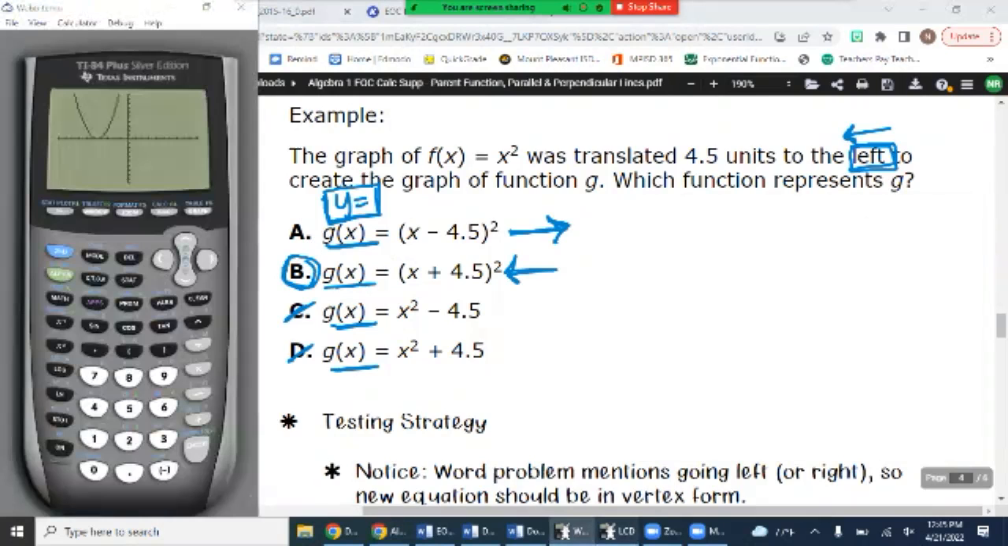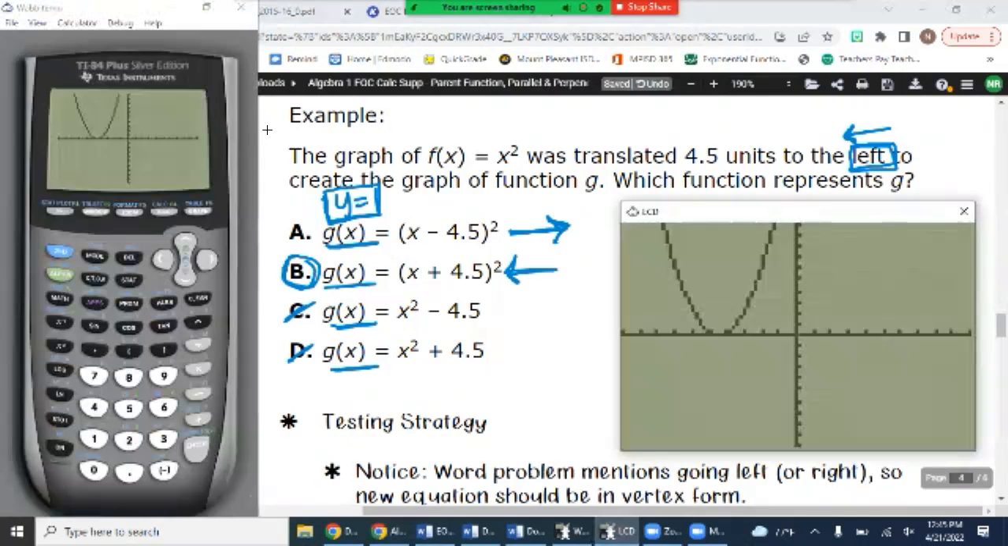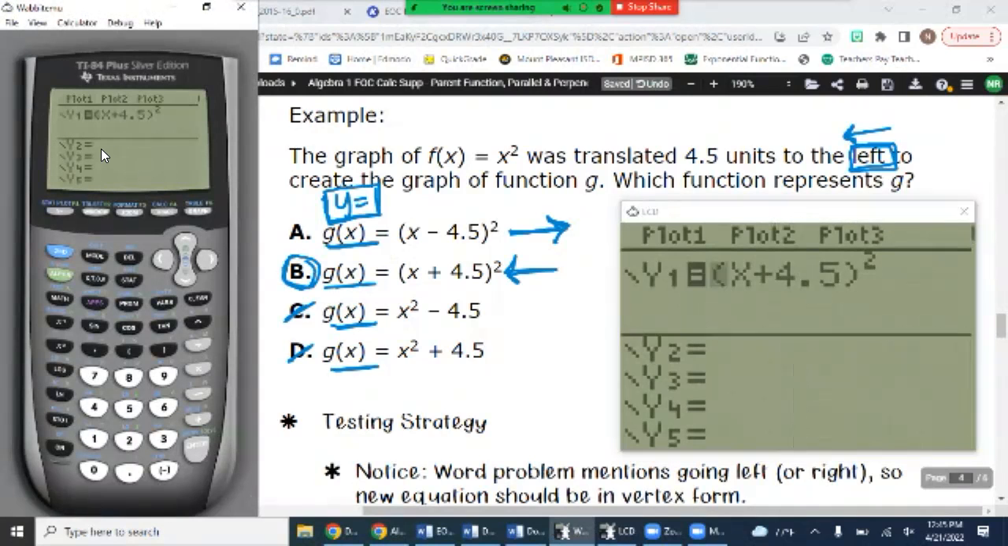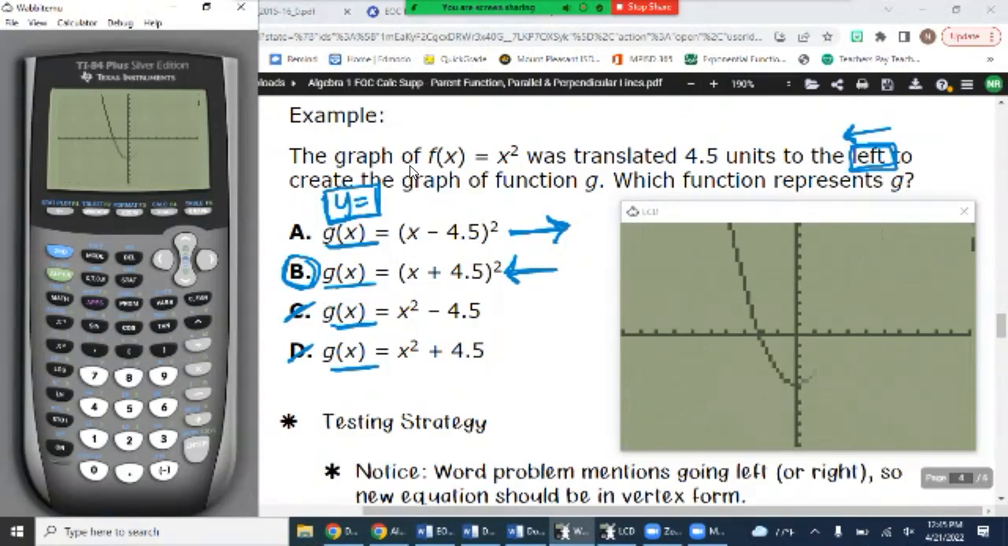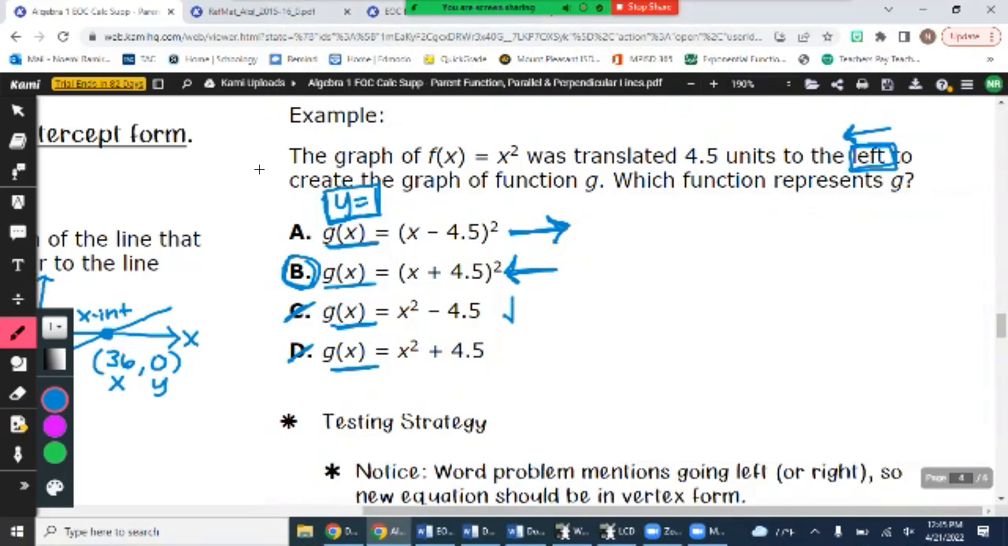But just in case you don't know that, just in case you don't know, oh, well, it has to be written in vertex form. Everything else is also solved for y, so you can check those too. So I'm going to type in x squared minus 4.5, and you'll notice that it goes down. So that means plus 4.5 is going to move it up. Questions? All right, turn the page.